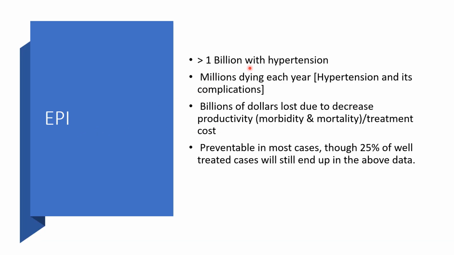Epidemiologically, greater than 1 billion people are living with hypertension. Millions are dying every year due to hypertension itself and its associated complications. Billions of dollars are lost due to decreased productivity, might be because of morbidity and sometimes even mortality, and also a lot of money is lost due to treatment cost. This colossal loss is preventable in most cases, though 25% of well-treated cases will still end up in the above data, either in morbidity or mortality.